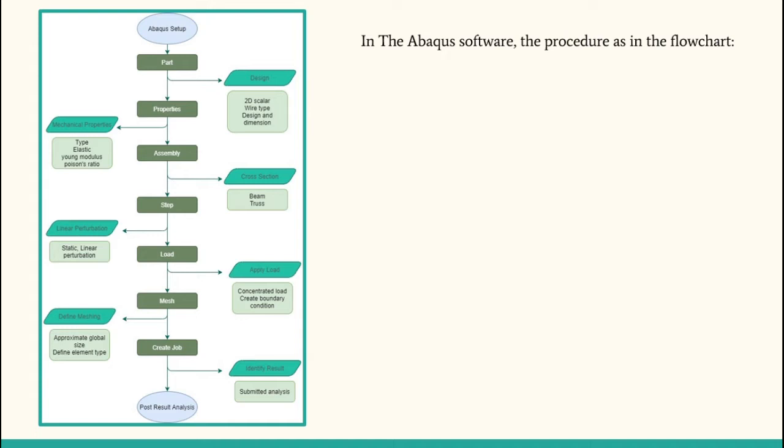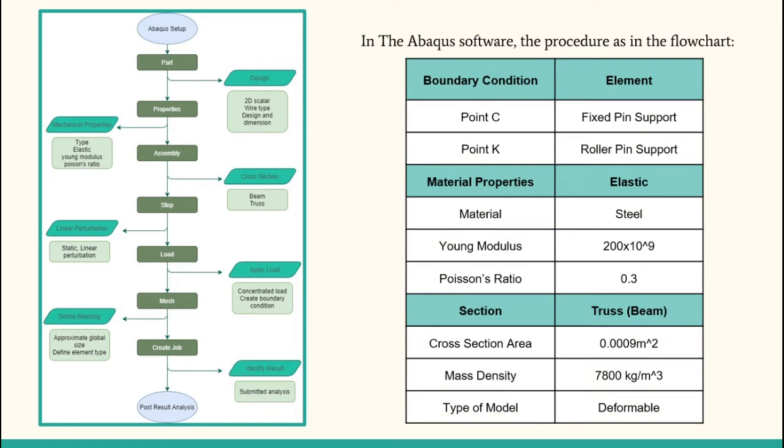In our case, the approximate size is 15, while the modeling space is 2D planar and it uses the wire type features. After that, we define the properties, where the Young's modulus used is 200 GPa for steel material and the Poisson ratio is 0.3. Then we continue to the assembly, step and load modules. In the load module, the applied load was defined at certain nodes on the bottom chord, where there are 5 concentrated forces in the y direction pointing downward. Then the boundary conditions, which are roller and fixed point, were also defined.